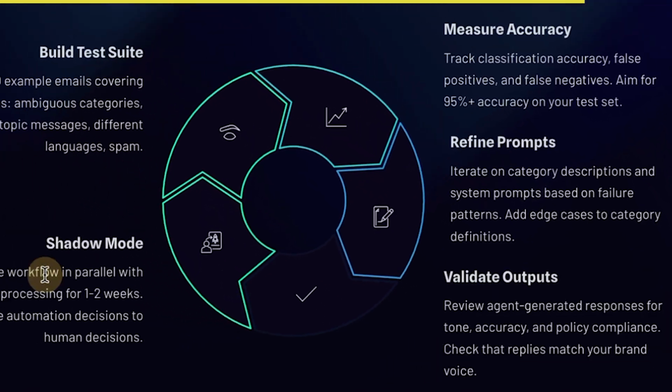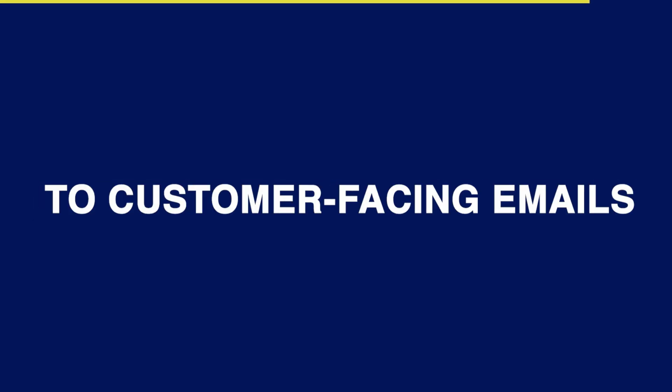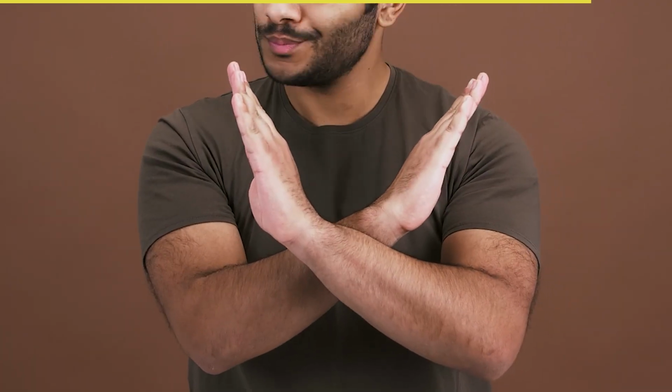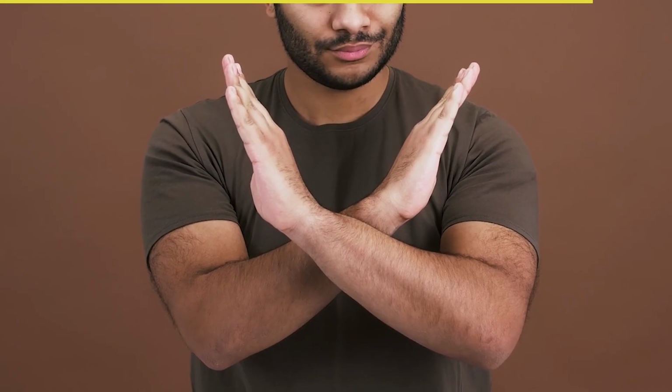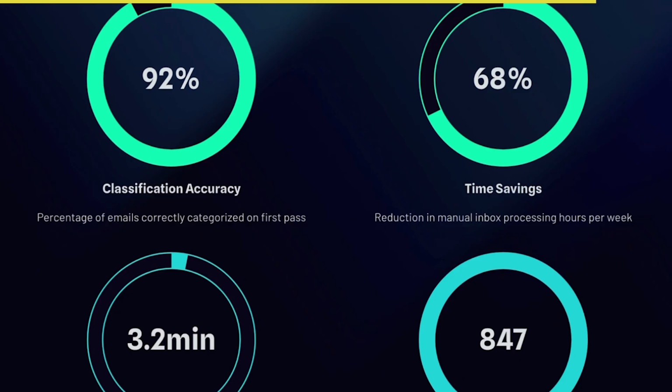And then you want to run the workflow in parallel with manual processing for about 1 to 2 weeks. The golden rule is to never deploy untested automations to customer-facing emails. Please don't do this. Start with internal inboxes or shadow modes to build confidence. And then KPIs that you should be looking for. Again, these are numbers.